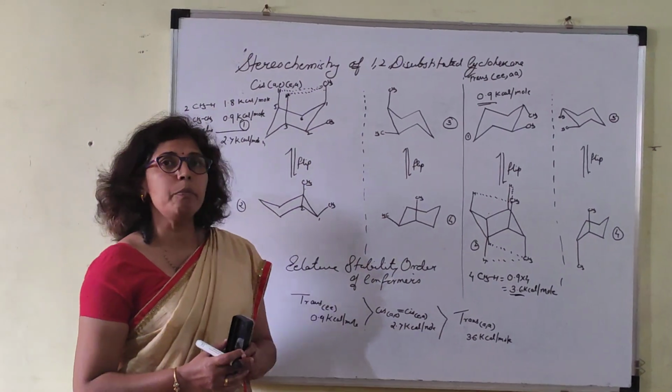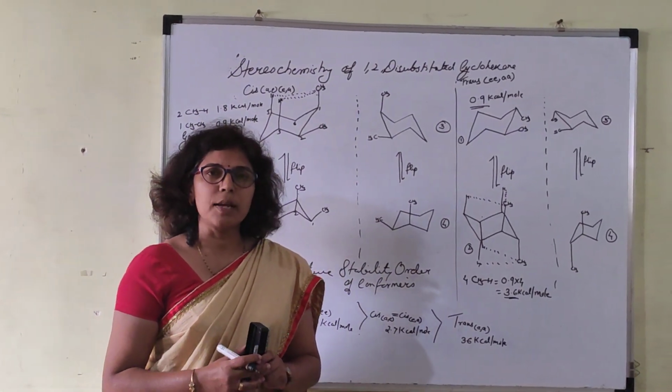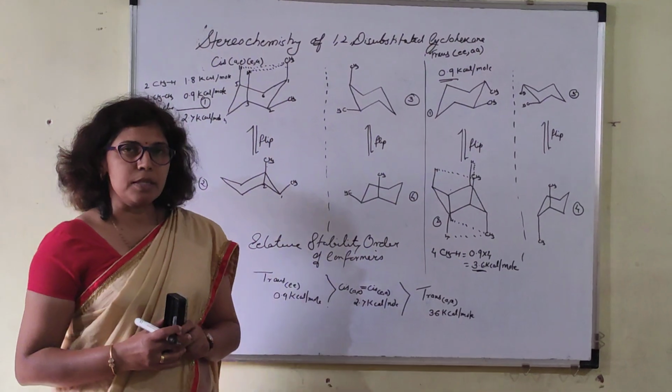With this, we end up with 1,2-disubstituted cyclohexane stereochemistry. Thank you.